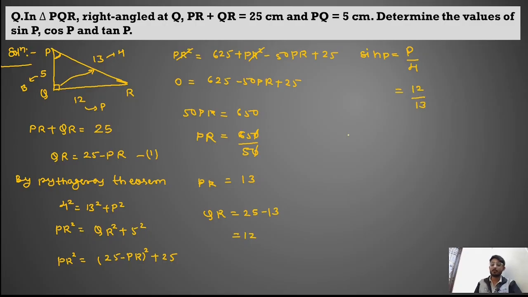Also you can find the value of cos P. Cos P means base upon hypotenuse. Base is given as 5, hypotenuse is given as 13. Also you can find the value of tan P. Okay, this is the simple and short method to find the value of sin P, cos P and tan P from a given triangle. Okay, let's move on to another question.